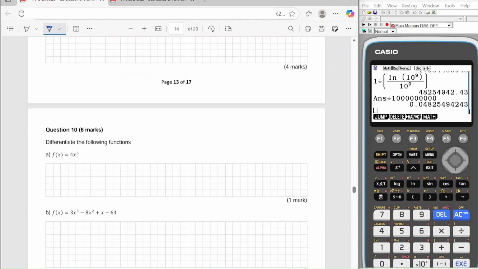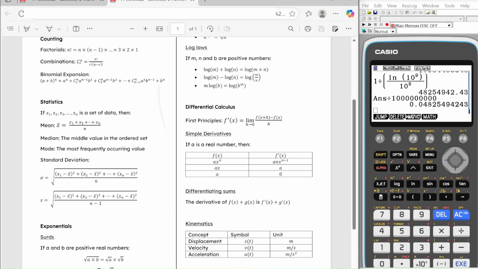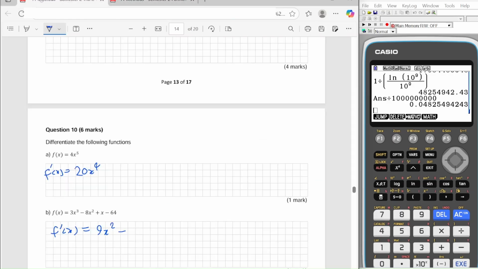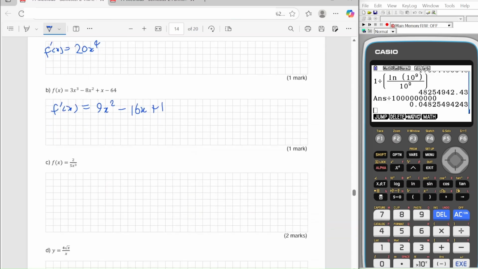Okay, differentiate the following functions. That will be 20x to the 4. Really importantly, write f dash of x equals. f dash of x here, 3 times 3 is 9. So you get 9x, 1 less is 2. By the way, all these calculus rules are on your formula sheet as well. So that's 16x plus the x becomes a 1 and the 64 goes away.